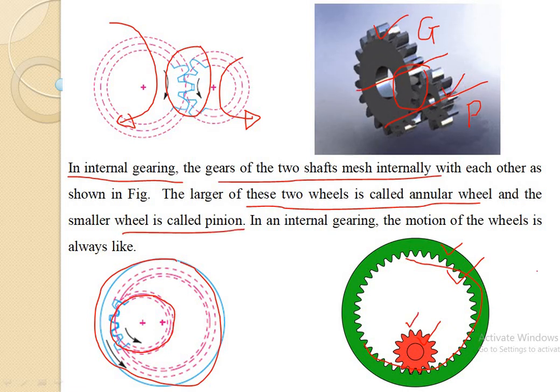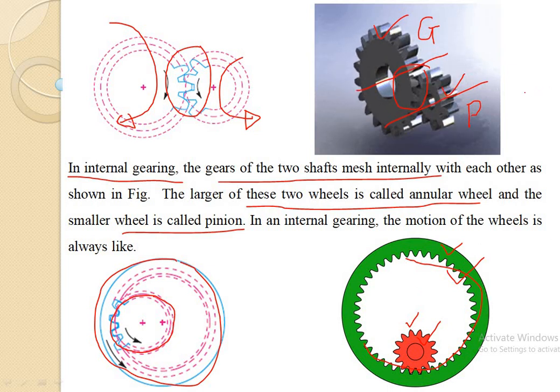If there is a case of internal gearing, meaning the teeth of the two gears are meshing with each other internally, then it is known as internal gearing. In that case, the outer gear or larger gear is known as the annular wheel, and the inner gear or smaller gear is known as the pinion. This is the example of internal gearing.